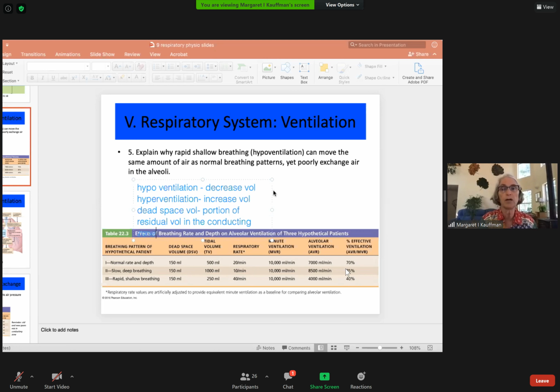So if you are affecting ventilation, then these are called obstructive diseases.